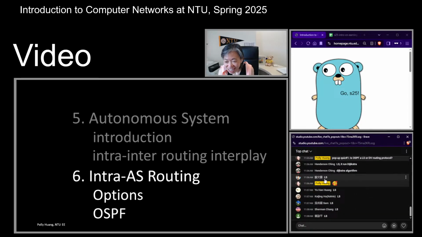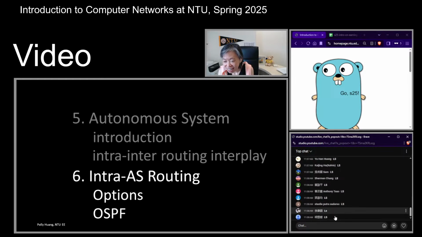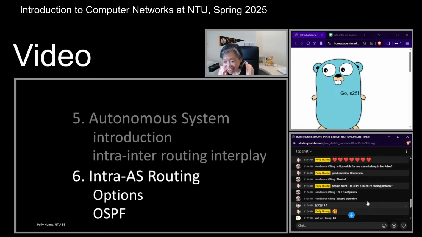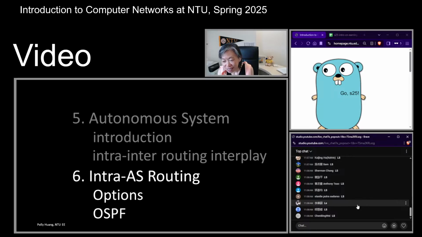Yeah, Henderson, Jaden, Yuhan, Kelvin, Sam, Sherman, Ivan, Anthony, Yanjun, Stanley, Ricky, David. Yes, you guys are all correct. And I guess the name, open shortest path first, the shortest path probably gives it away because the Dijkstra algorithm is exactly calculating the shortest path. All right, same for Bingwei.